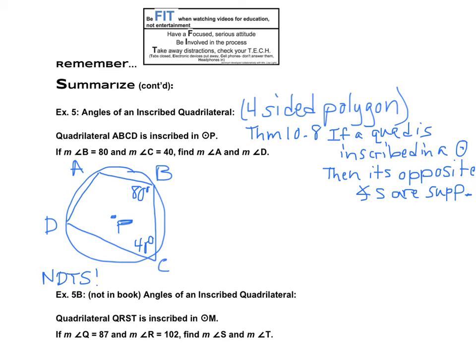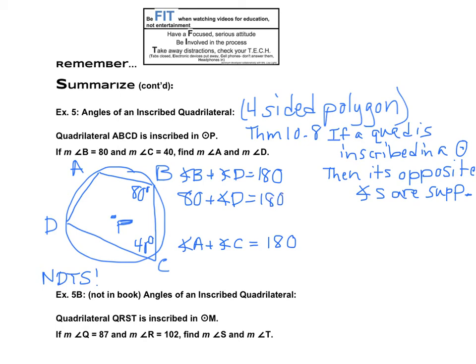So I'm going to start over here by saying that supplementary relationship, angle B plus angle D, has to equal 180. And also at the same time, angle A plus angle C has to equal 180. So B I know, I can put in 80 there, plus angle D equals 180. That means that the measure of angle D using subtraction has to be 100 degrees.